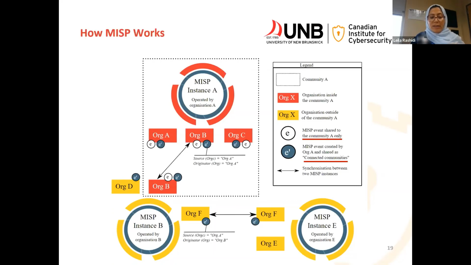So when organization B receives some CTI labeled as shared with connected communities, it will be shared in the community of organization B. As you can see in this figure, organization F is a member of the community of organization B. So organization F receives that information, but it cannot transfer it to organization E, because it can be shared only one community further.